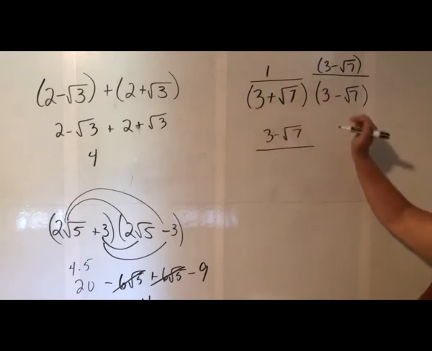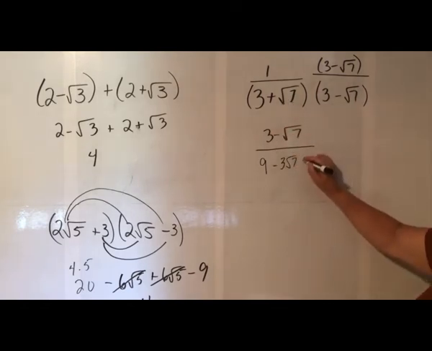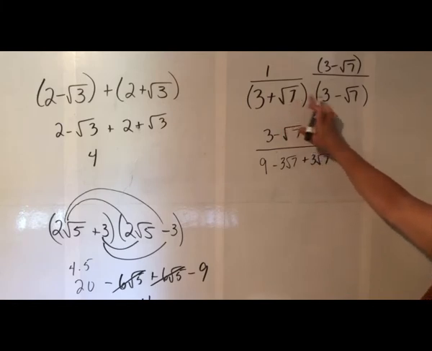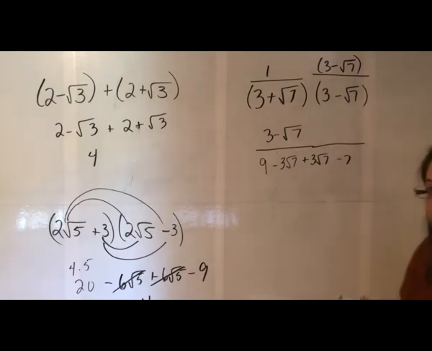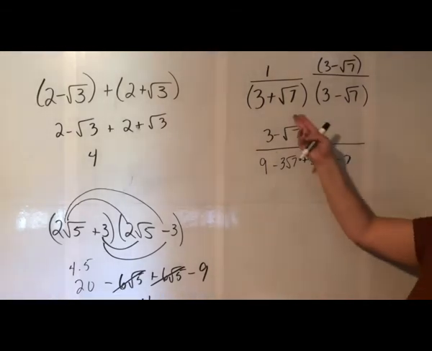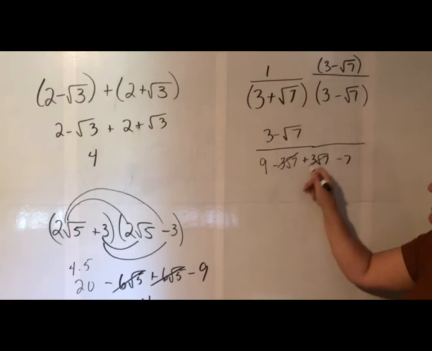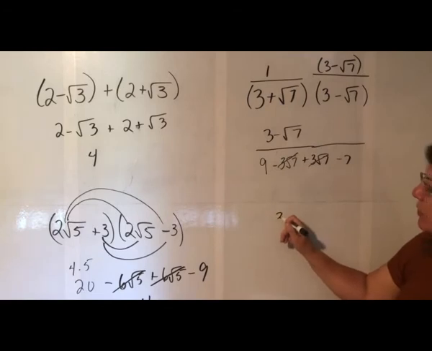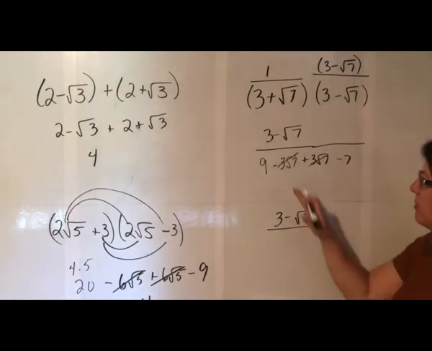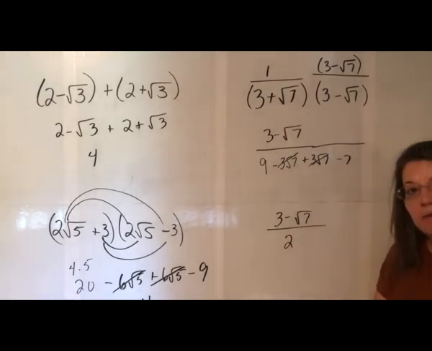So 3 times 3 is 9. 3 times negative square root of 7 is negative 3 square root of 7. Square root of 7 times 3 is 3 square root of 7. Square root of 7 times square root of 7 is minus 7. Now, remember, if we're multiplying by the conjugate, every single time that conjugate is going to drop out our middle terms. Our middle terms are going to be the ones that contain the radical, which means our radicals end up dropping out. So on the top, I have 3 minus square root of 7. On the bottom, I have 2. If I can simplify, I would. Nothing simplifies there. So that's as far as I can go.